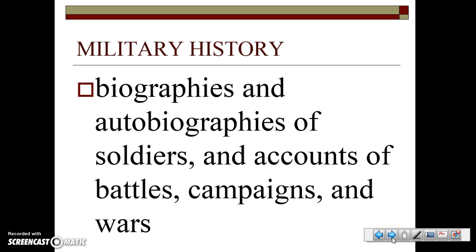A military history consists of biographies and autobiographies of soldiers, and accounts of battles, campaigns, and wars. So basically, if you're reading a story about some sort of battle or about some sort of strategy used in battle, that is going to be the sign that you're reading a military history.